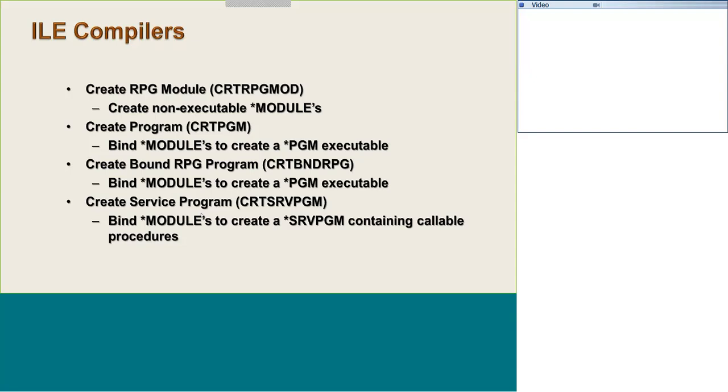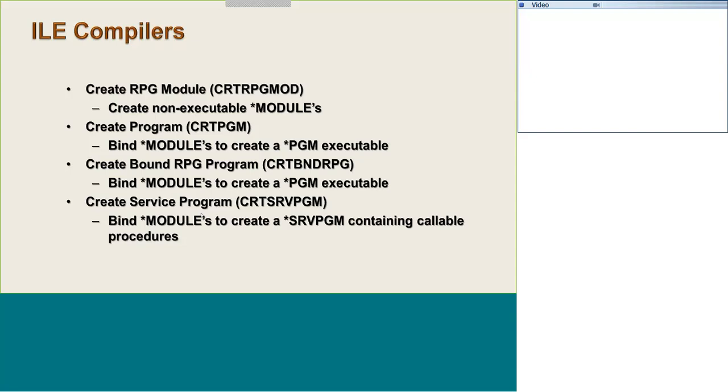Create RPG module. That is a compiler that creates an object type called *MODULE, and it is a compiled module, non-executable. Create program is a compiler that binds modules together to create a program executable, i.e. a program that you can call, based on a program call.